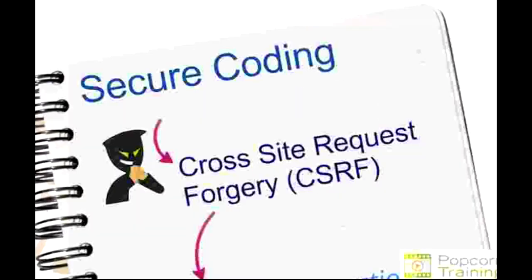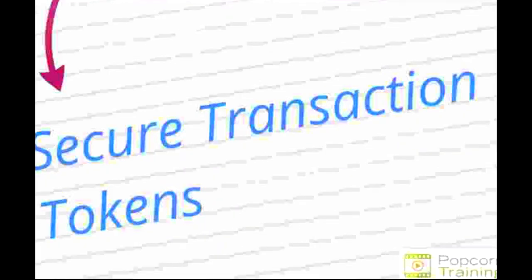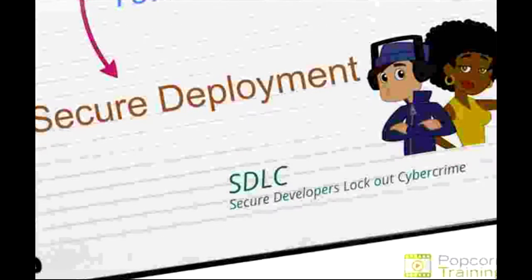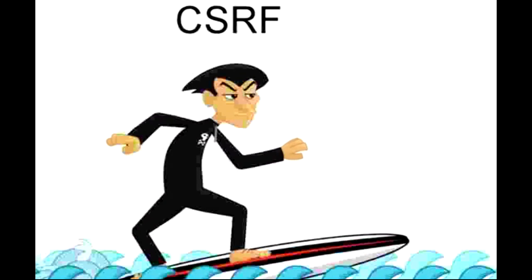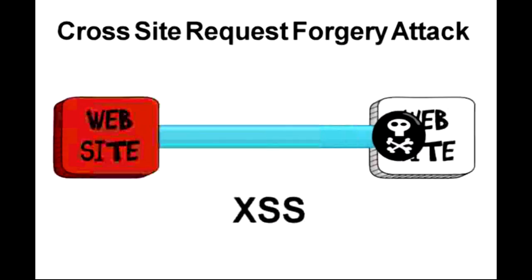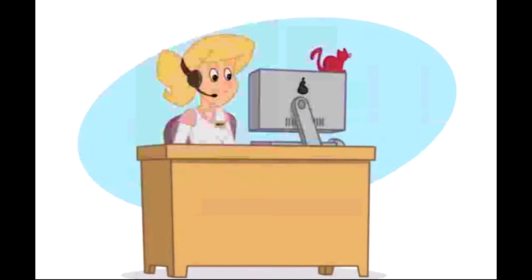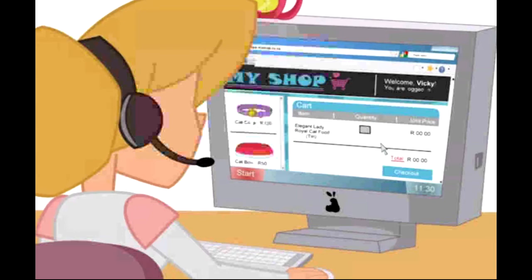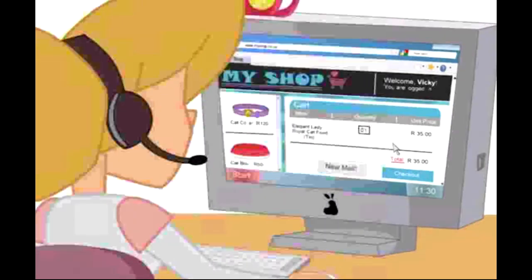Coding. Today we will look at cross-site request forgery, or CSRF, attacks and how to avoid them with secure transaction tokens and secure deployment. A cross-site request forgery attack, also known as CSRF, is the less well-known but equally dangerous cousin of the cross-site scripting, or XSS, attacks. If successful, an attacker can make an end user, let's call her Vicky, execute unwanted actions on a web application to which she is currently authenticated.